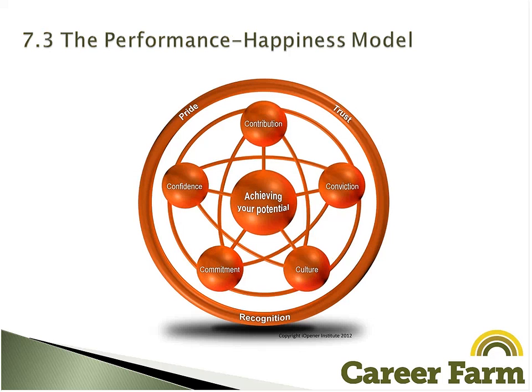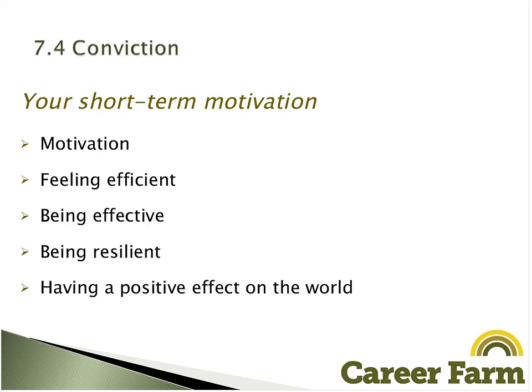So another little tool for you, and we're going to talk about conviction. As we talked about contribution, now conviction. These are the items that make up conviction: motivation, feeling efficient, effective, resilient, and having a positive effect on the world. What we're seeing in the data right now is that people are pretty resilient. We are much tougher than we ever know of ourselves. And we find that out when we have to deal with difficult things. And by the way, we never learn and grow without doing difficult stuff. So overcoming challenges, which comes into achieving your potential, is super important.